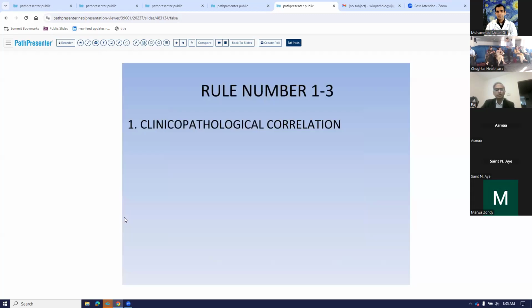Like I said, your clinician is your most important partner in dermatopathology. If you have to form rules, what are rule number 1, rule number 2, rule number 3? It is always a clinico-pathological correlation when it comes to inflammatory dermatopathology.